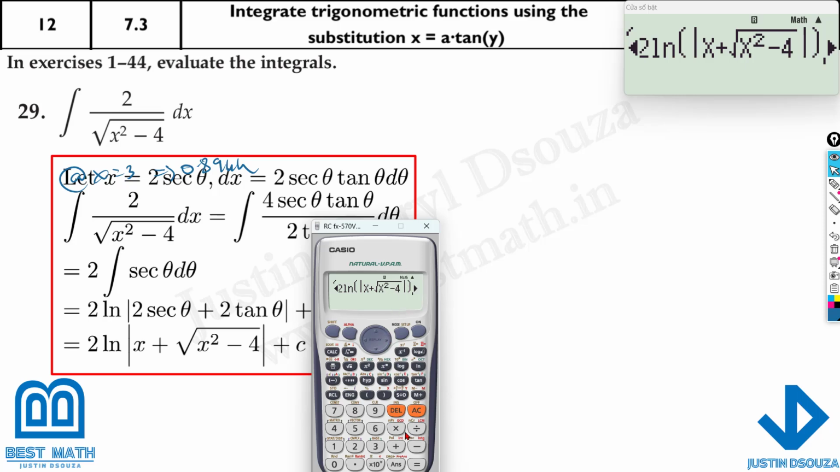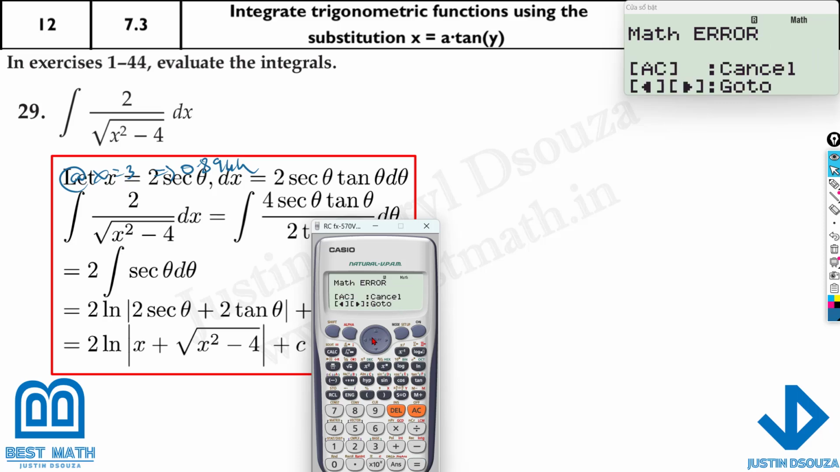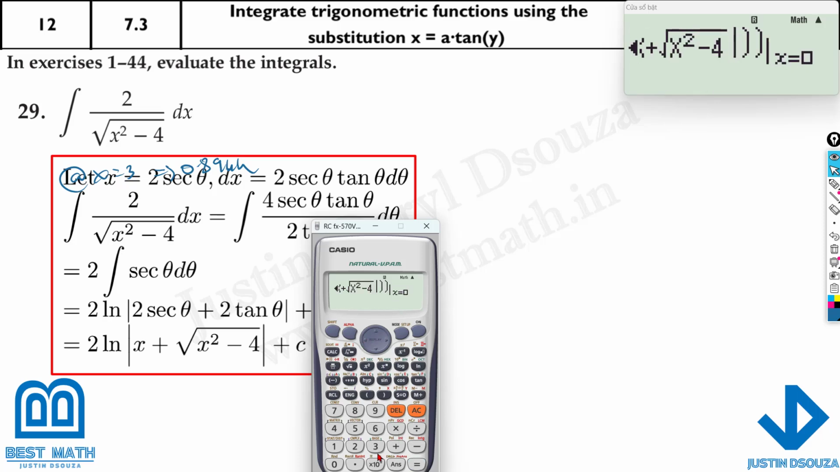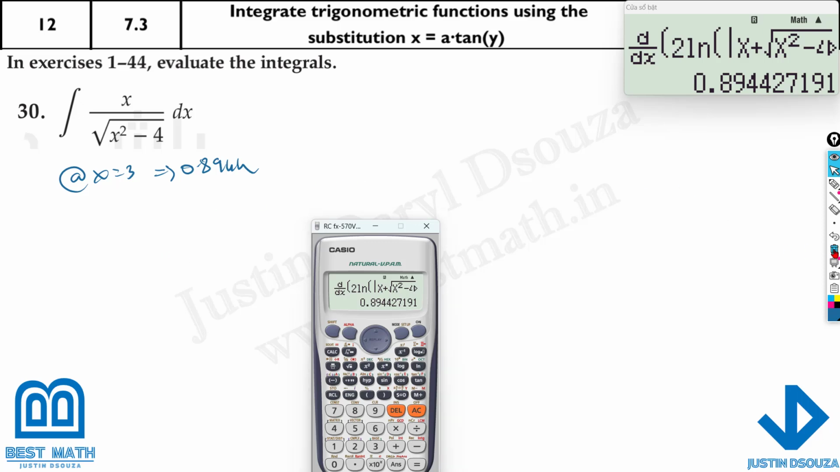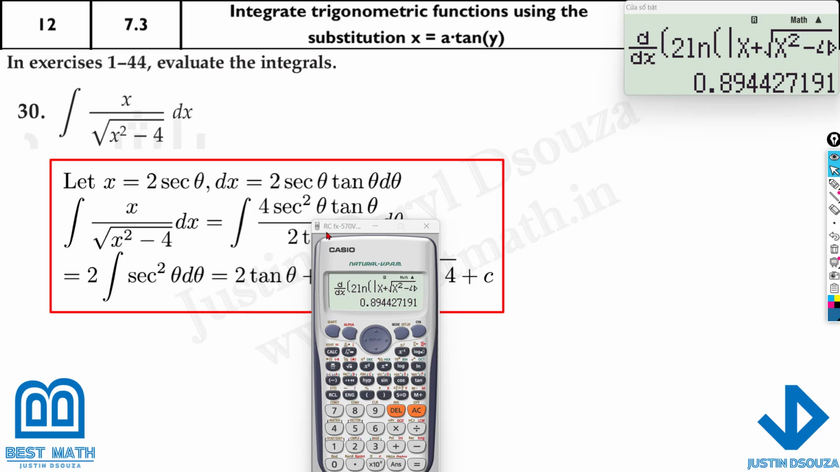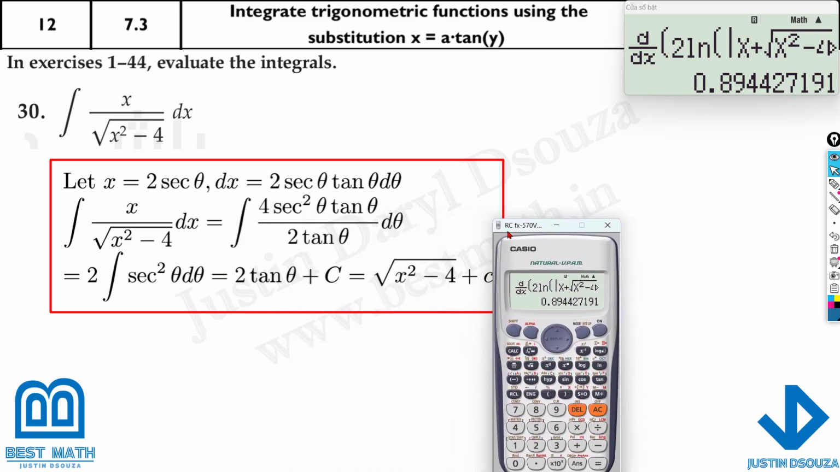After the absolute value symbol, close the bracket, because the bracket will be open when you press ln. And the value over here is not 2. If you press 2, this is wrong. Why? Because it will give a math error, isn't it? It's 3 here. Now it should match with 0.8944. Yes, it matches. Only one correct answer will match. This is similar to the previous one. You can try this by yourselves as well over here.